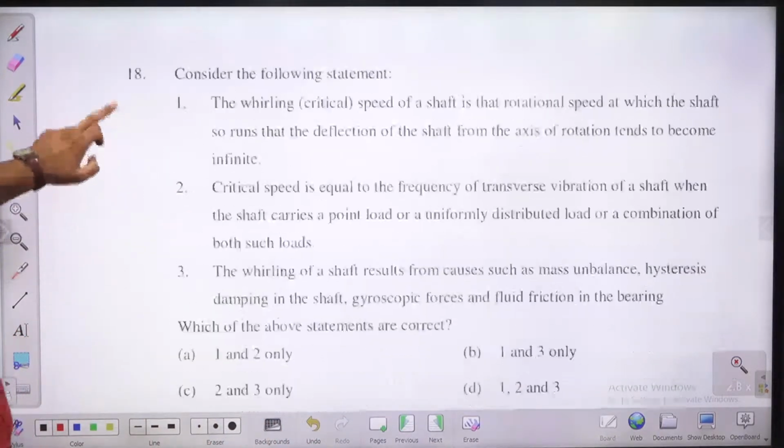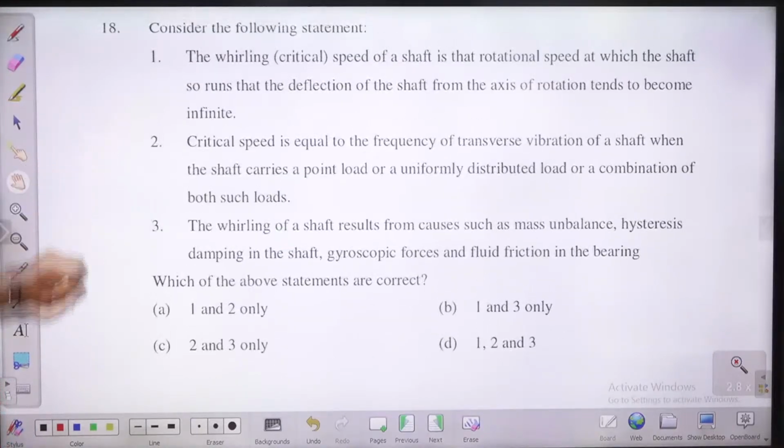Next question in front of you, guys. Consider the following statement. There is a question related to critical or whirling speed of a shaft. The whirling speed of a shaft is that rotational speed at which the shaft so runs that the deflection of the shaft from the axis of the rotation tends to become infinite. Yes, very good, very right.